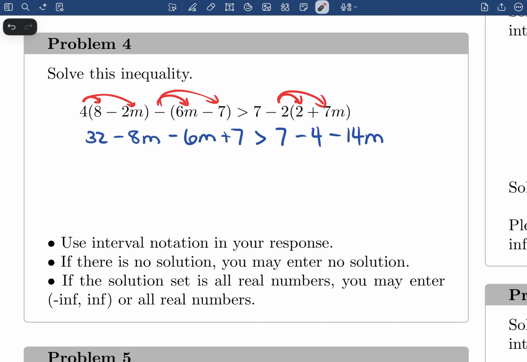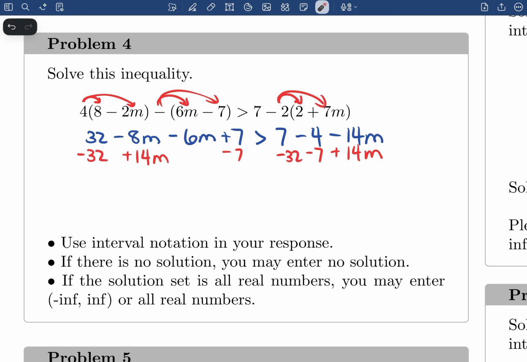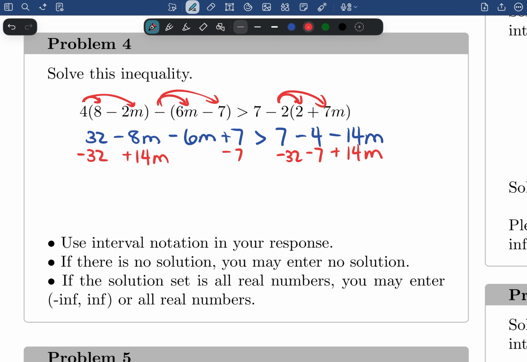Now that I've gotten everything distributed, I'm now going to move all of my terms with m to one side of the inequality symbol, and all my terms without m to the other side. You could do this in many ways, but I'm going to add 14m from the right side to the left side. And then I'm going to take 32 and subtract it from the left side to the right side. And then I'm going to take 7 and subtract it from the left side to the right side. What have I just done? I just made it so I only have variable terms on the left side of the inequality and constant terms on the other side, because these cancel, and then these cancel, and then these cancel.